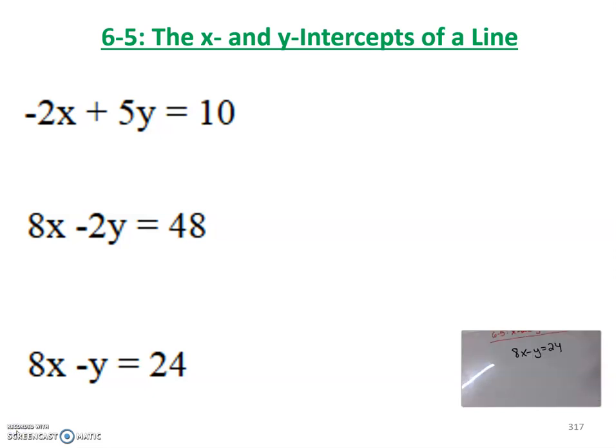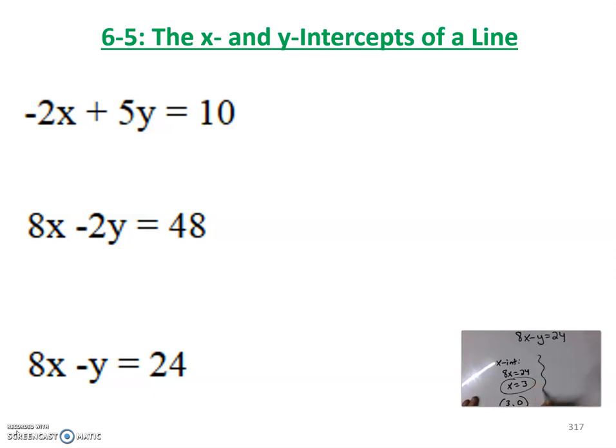Okay, my last equation here is 8x minus y equals 24. So for me to find the x-intercept, using the cover method, I would just cover y. So what am I left with? 8x equals 24. So if I have 8x equals 24, I divide both sides by 8, and that gives me x equals 3. So my coordinate would be x is 3 and y is automatically 0.